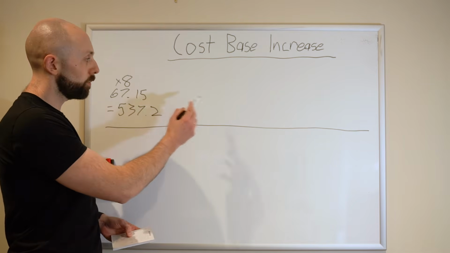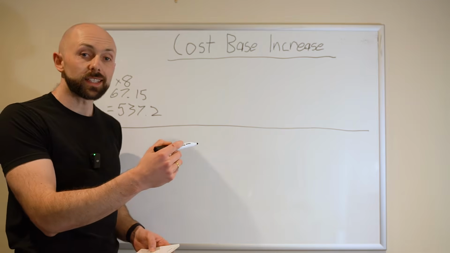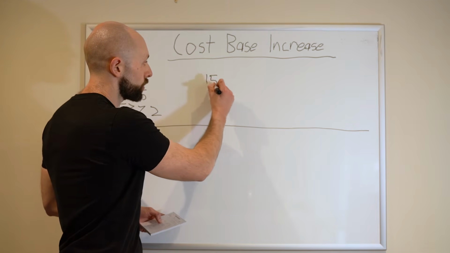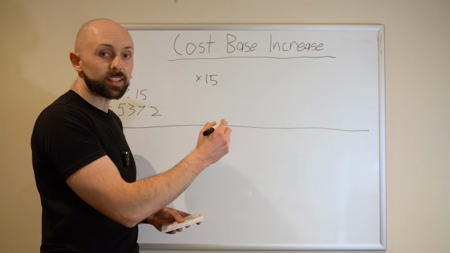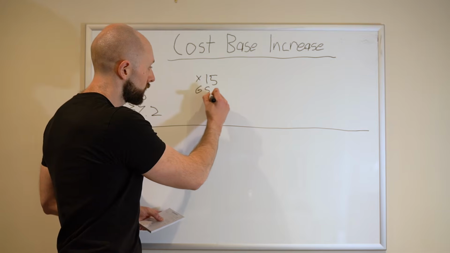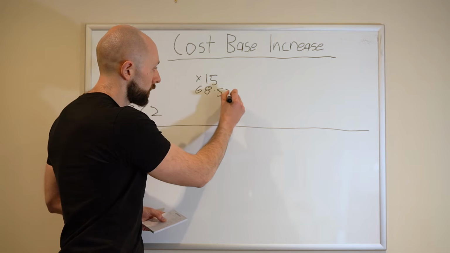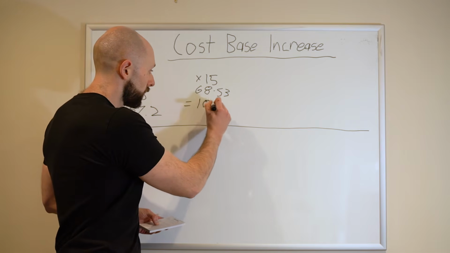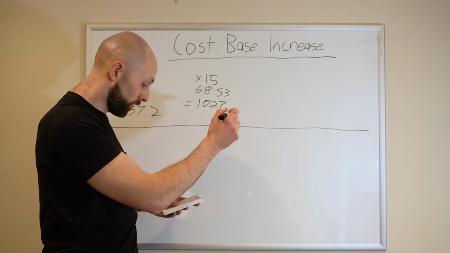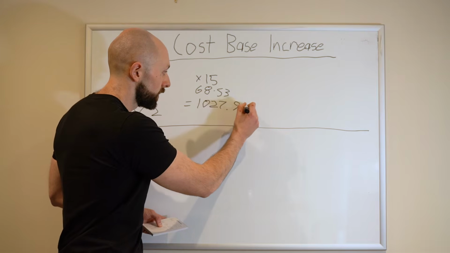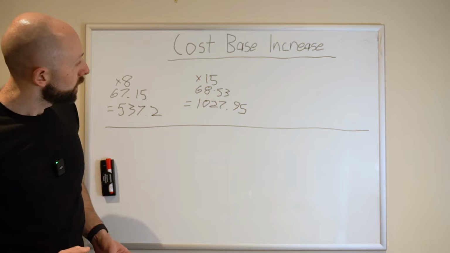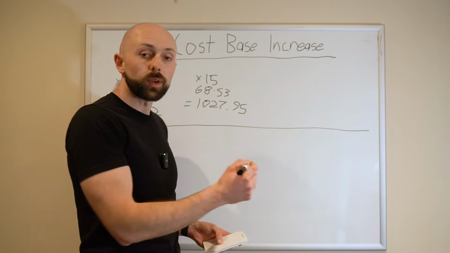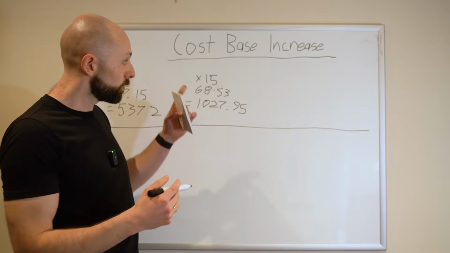Now imagine a couple of months later, before the AMIT adjustment, we made another trade. So say we bought 15 shares at $68.53. And that gives us a total of, I'm not that good at maths to be able to do that on the fly, but $1,027.95. So a couple of trades there. Now imagine a couple of months later, we get an AMIT adjustment, a cost base increase.